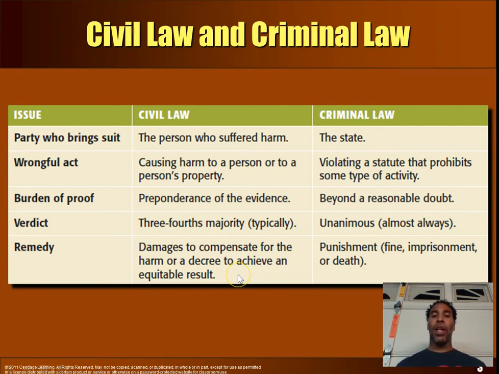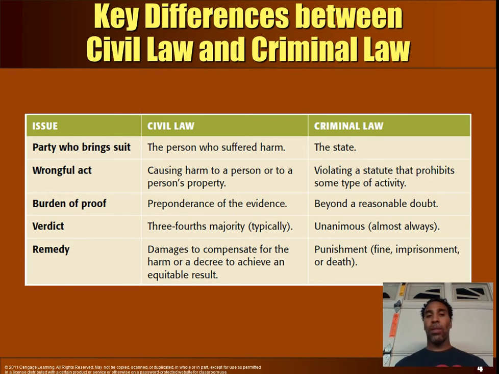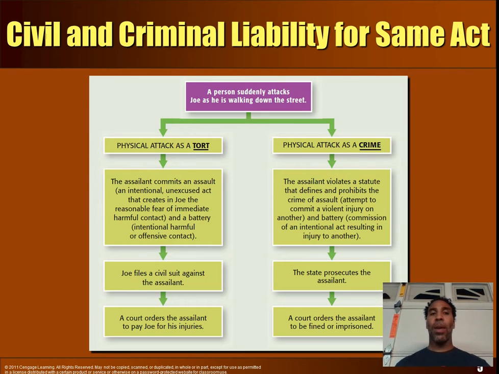Then the remedy: damages to compensate for the harm or a decree to achieve an equitable result, right? So you're going to remedy the actual situation. So you remedy for the person, but in terms of the state, you don't necessarily remedy the state in those terms. You get punished by fine, imprisonment, or possibly even death. So like I said, this is the same slide, so we'll just pass right by that.